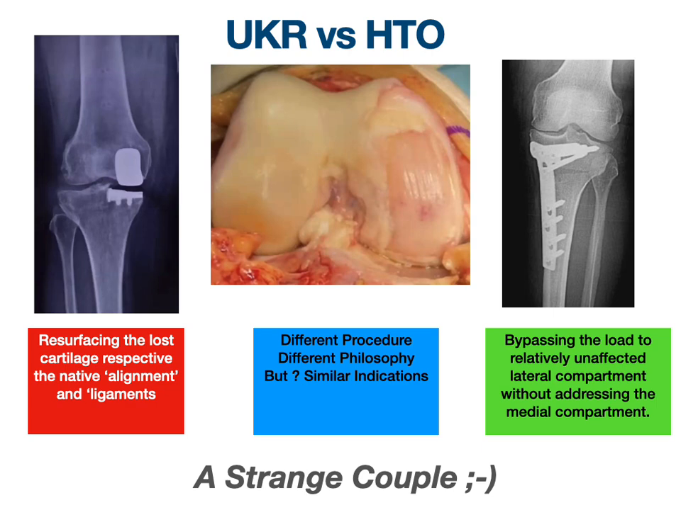medial compartmental osteoarthritis. In UKR, the procedure resurfaces the lost cartilage respective to the native alignment and the ligaments, whereas in the HTO, it is bypassing the load to a relatively unaffected lateral compartment without really addressing the medial compartment. Now, how do we decide between the UKR and TKR?